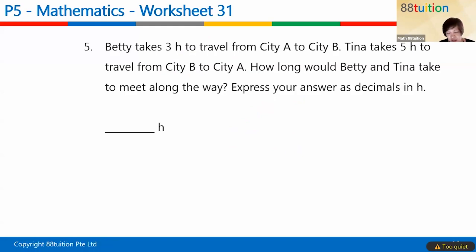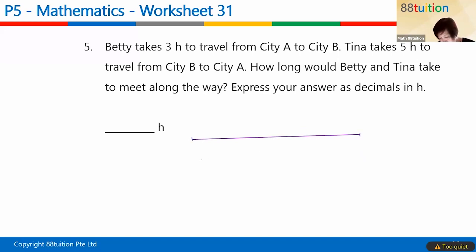Question 5. Betty takes 3 hours to travel from city A to B, and Tina takes 5 hours from city B to A. How long will they take to meet along the way? And express your answer in hours. Okay, now this one is done in this manner. The distance traveled is the same. Okay, for example, this one.